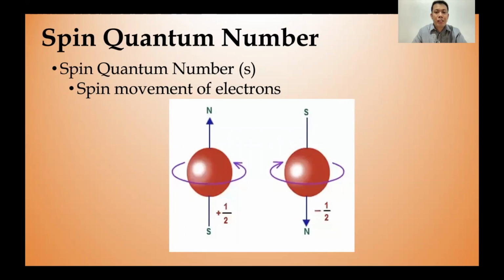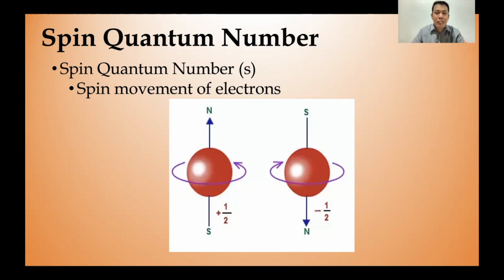Spin movement of electrons. There is an upward spin, and the value is +1/2, and a downward spin, the value is -1/2. All right. By the way, let me clarify the different symbols for the quantum numbers.